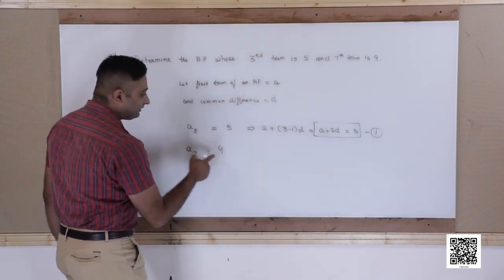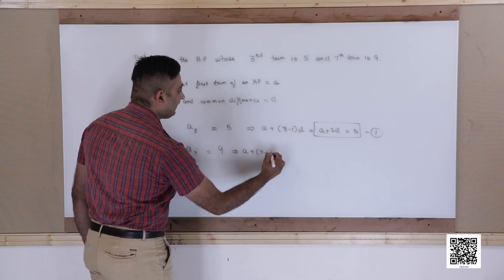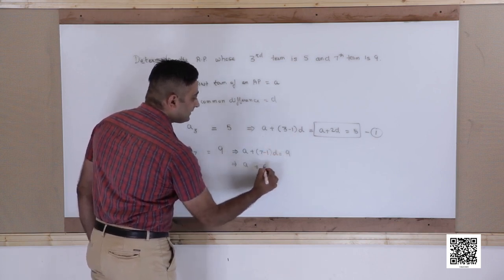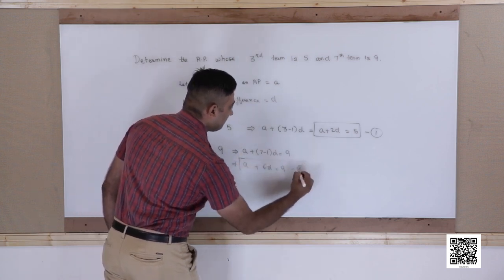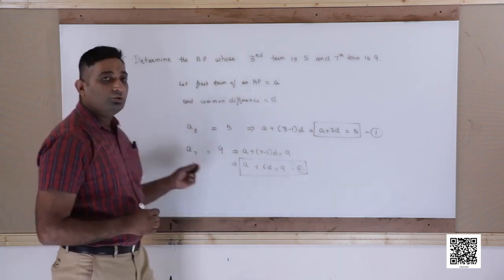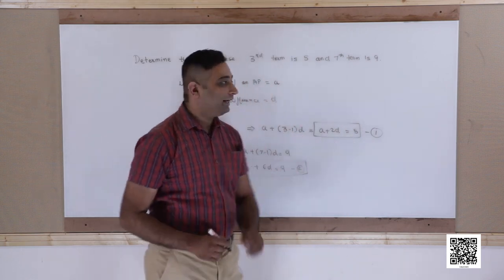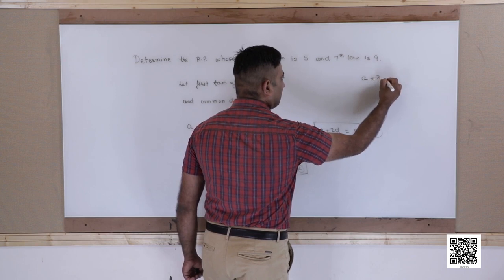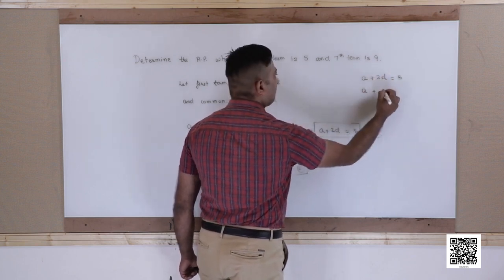Now the seventh term is 9. This means a plus 7 minus 1 into d is 9. This implies a plus 6d is 9. Let us give it equation number 2. Now let us solve these two linear equations in two variables a and d to find a and d. We can use the elimination method to find the values of a and d.